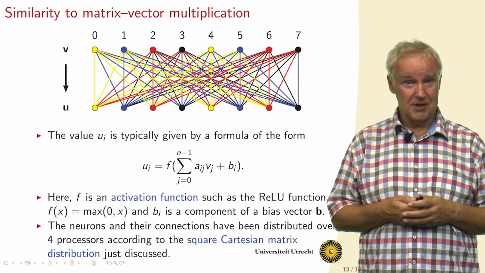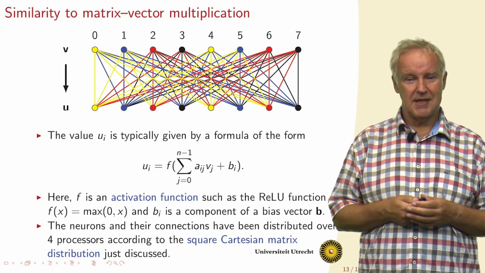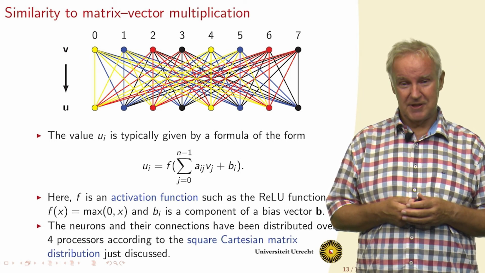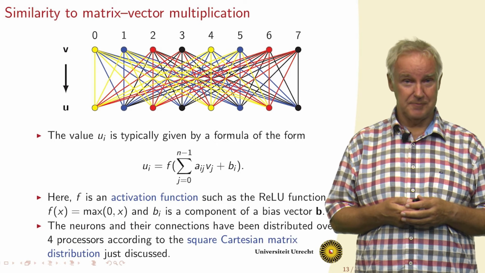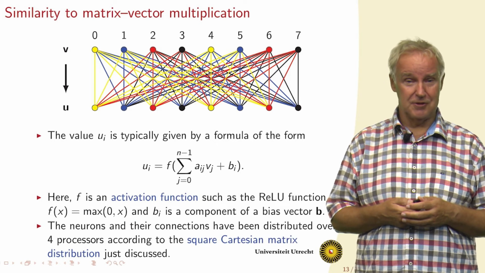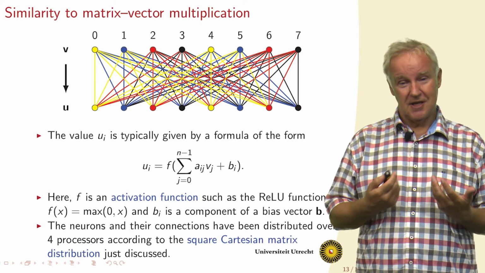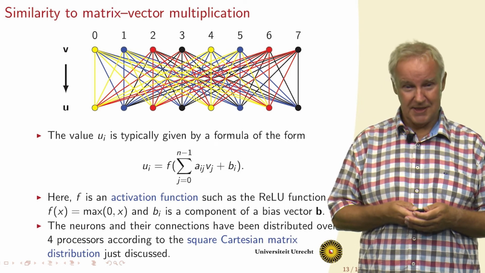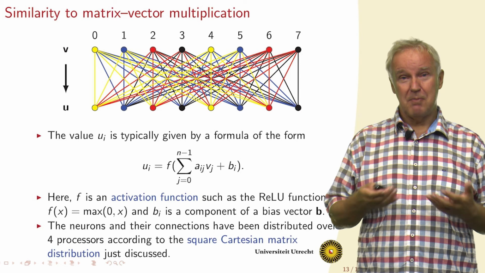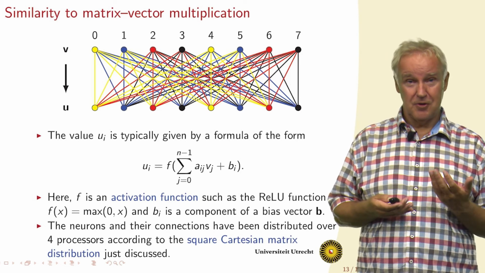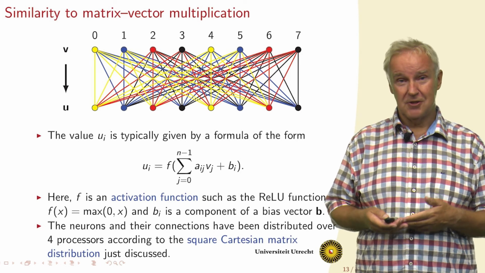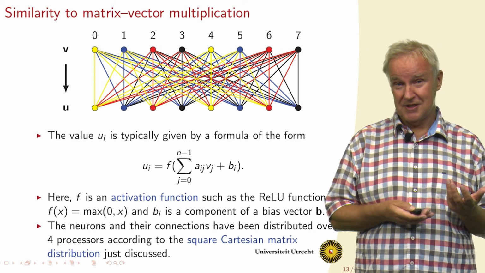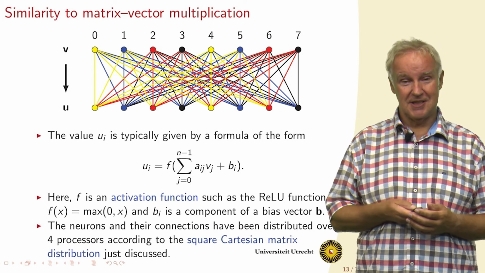And this is a nonlinear function. The simplest one is just taking the maximum of 0 and x, which is called the ReLU function, the rectified linear unit. And this looks very much like a sparse matrix vector multiplication, or a dense one in this case. And by assigning the neurons and the weights to processors in the way that we did for the matrix, we minimize communication here as well.